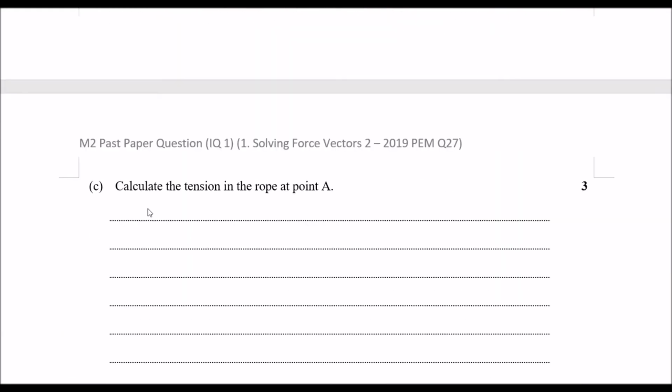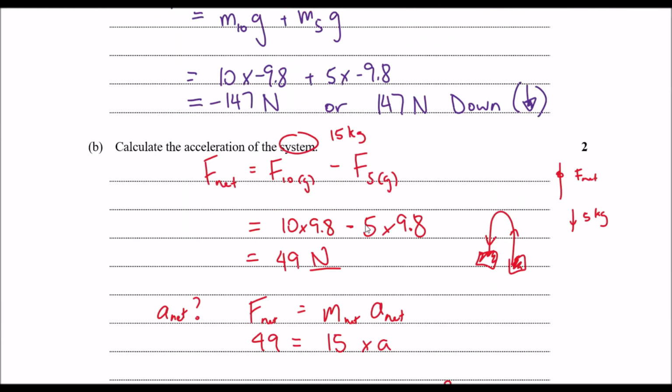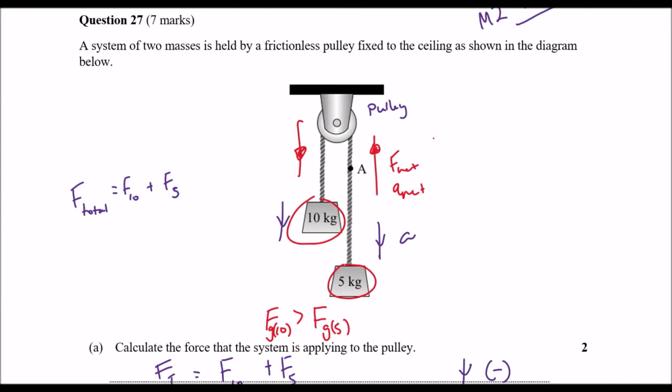It says calculate the tension in the rope at point A. Okay, and we'll go with another color just so we know which one we're doing. While we're at it, let's also make sure we use a different diagram to represent. So, A, this is the scenario we have here. We have the net force pulling the mass up in this direction, and this is the net force that our 5 kg mass is experiencing because that's where our rope A point is here.